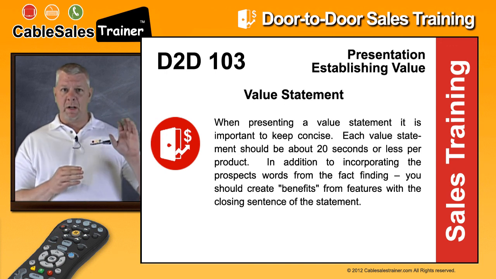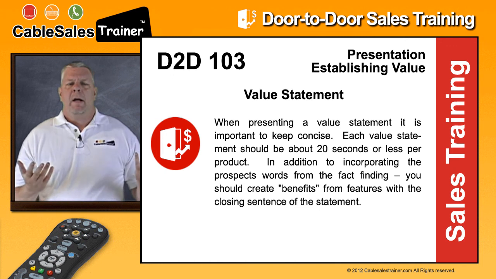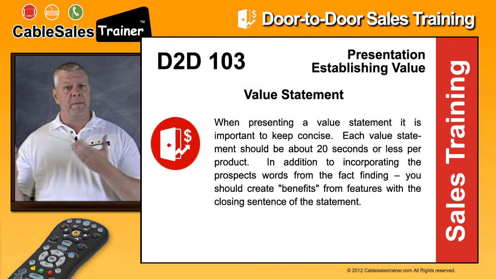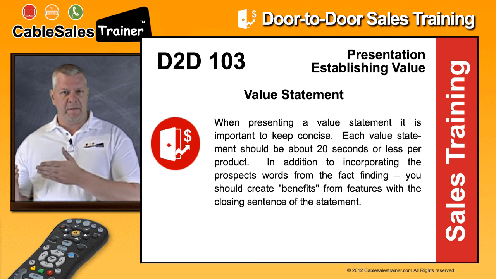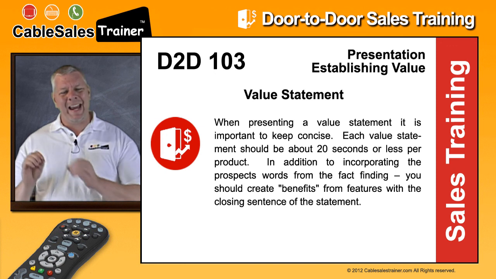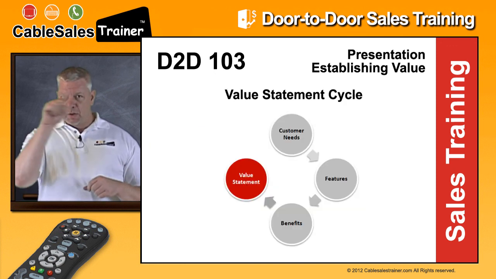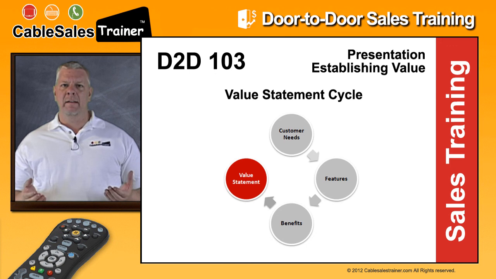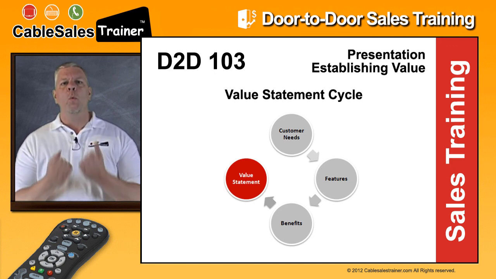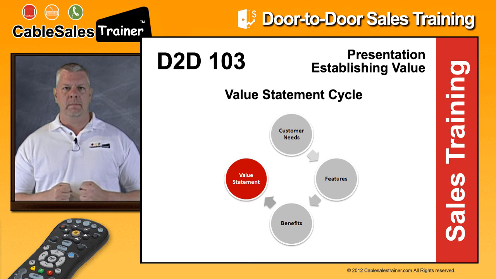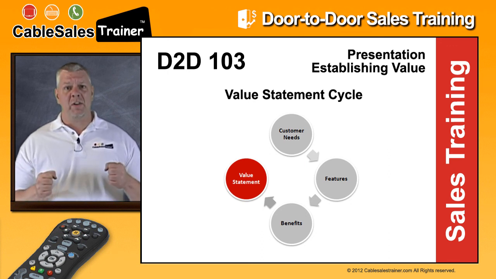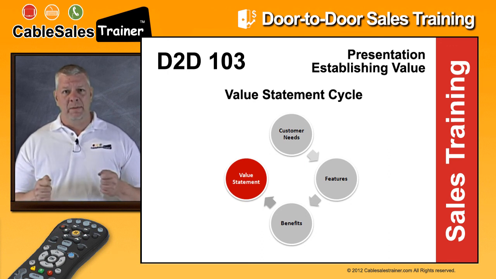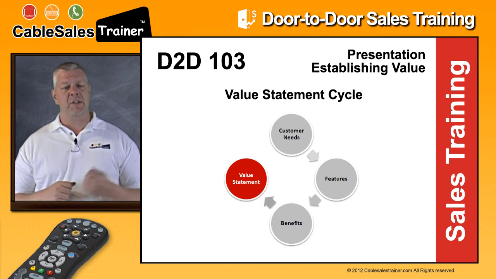That's an example value statement. We took the words from the customer, Mr. Jones: I don't watch a lot of TV. I work too much. We showed them the features. With our DVR, we can record the programs, and we explain the benefits, that they can watch their shows anytime they want. It's a full circle. And because of that, that prospect or that customer will see value. And that's really what the whole process is. That's our goal. Before we get into the closing, we want to use this time, this presentation, to establish value so we can move into the closing and sign them up as a customer.